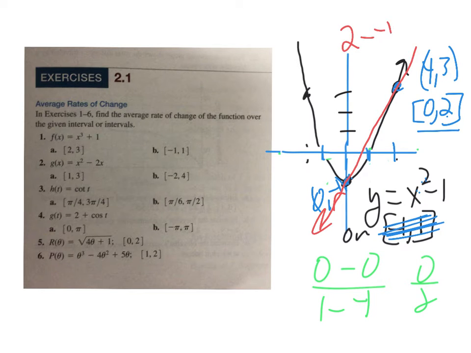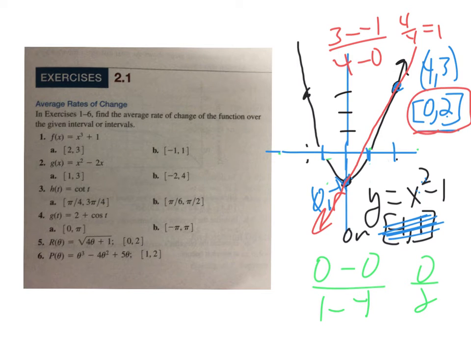I'm sorry, it's 3. Messed that one up, sorry about that. Y is 3 minus negative 1 over 2 minus 0. Well, that's 4 over 2, that's a slope of 2. So the average rate of change of this curve on that interval is positive 1.